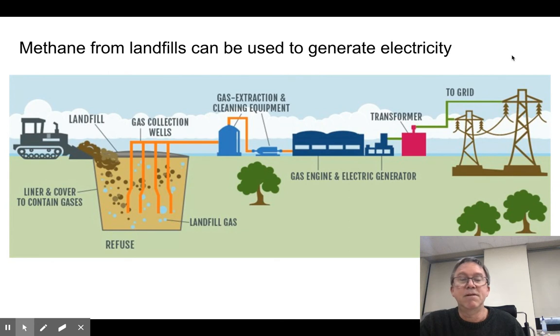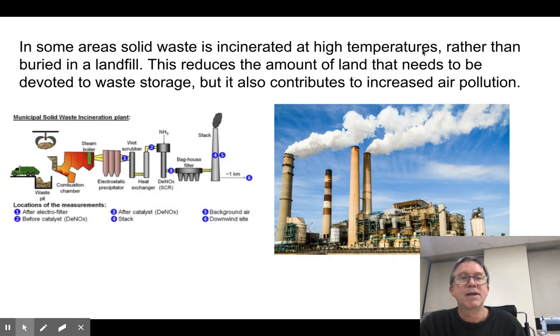Yes, you're releasing carbon dioxide in the atmosphere, but you got to do something with it. You might as well make some electricity out of it. Now, in some places, what people do is they just burn the trash. They're like, well, we don't have the land space to make a landfill, or we don't want to spend the money on a landfill where we have to monitor for all times. So let's just burn the darn stuff.